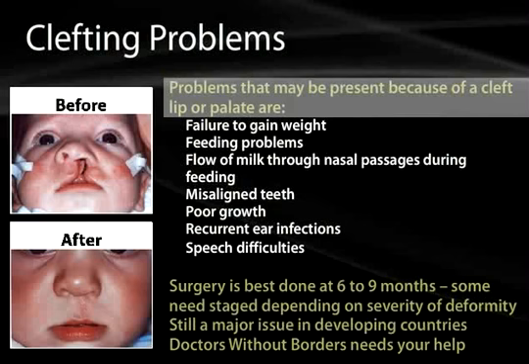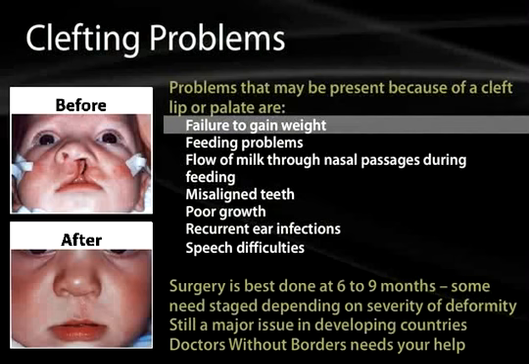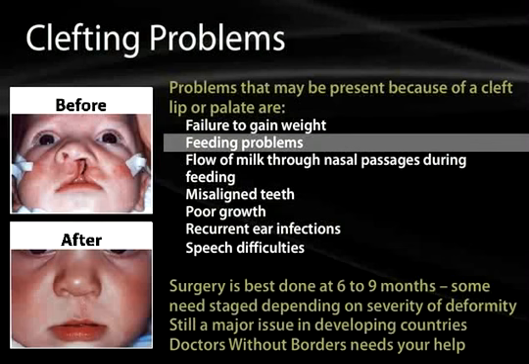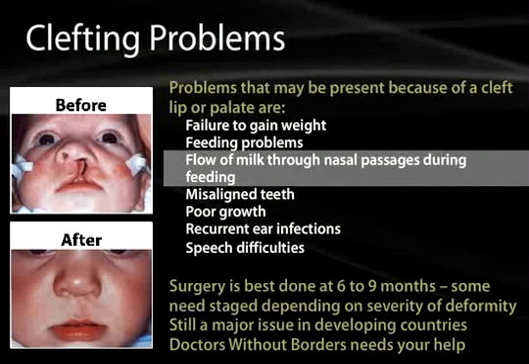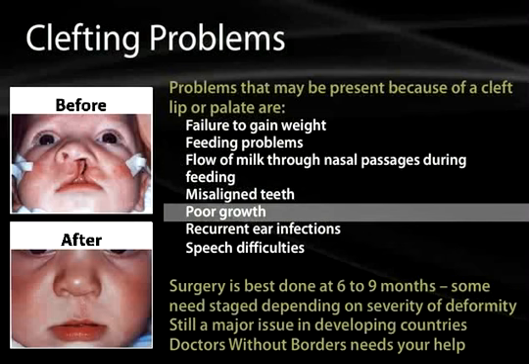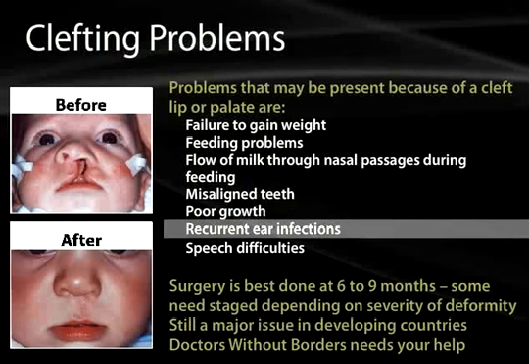Here we can look at some clefting issues. We have a before picture where we have a unilateral clefting of the lip, and it looks to have some clefting of the cavities as well. So what is this going to create? Well, it's going to create a failure for this infant to gain weight because they can't make a proper suction between the nipple and their oropharynx because of the nasal cavity always being open. So they definitely have feeding problems.